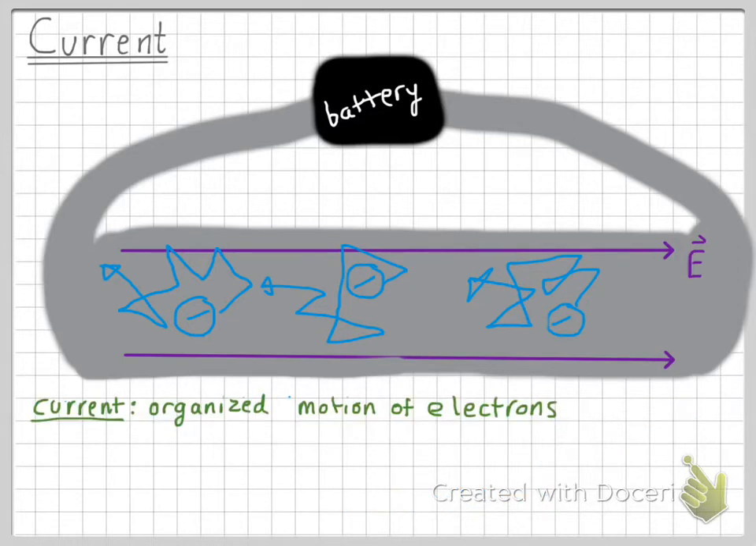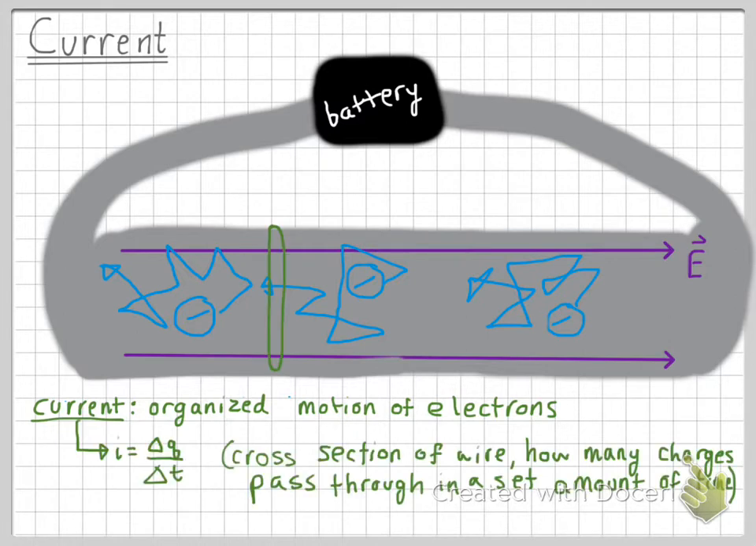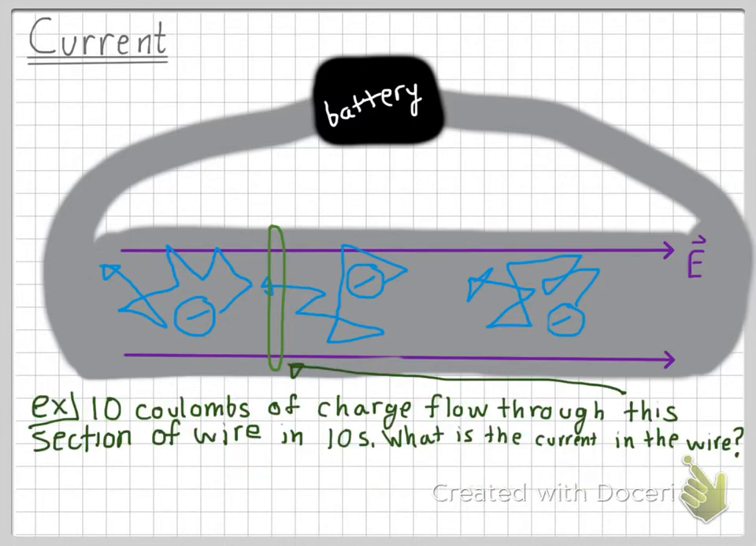So our idea of current is the organized motion of these electrons when they're flowing. And to calculate current, what you're going to do is look at a cross-section of the wire and see the amount of charges that pass through that cross-section in a given amount of time. The unit for current is an ampere, which is commonly also called an amp, and is represented with a capital A. So let's do an example.